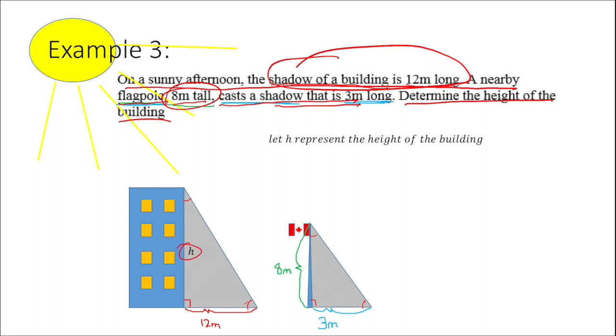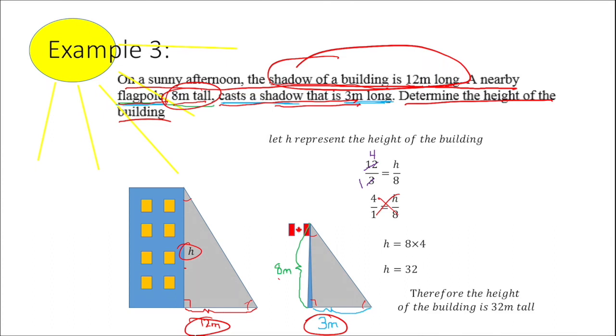Find height. So we're letting h represent the height of the building. So what's our ratio? Well, big to small. These sides correspond, right? The right angle and the shadow to the ground angle. 12 over 3, big to small, equals h to 8, big to small. And then we solve for it. Divide both sides by 4. 4 over 1 equals h over 8. H equals 4 times 8, which is equal to 32. Therefore, the height of the building is 32 meters tall. And that's it for similar triangles.